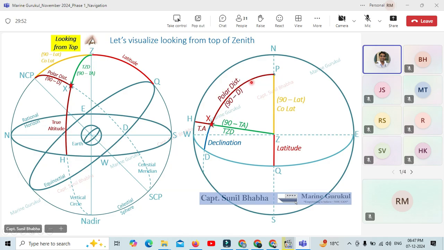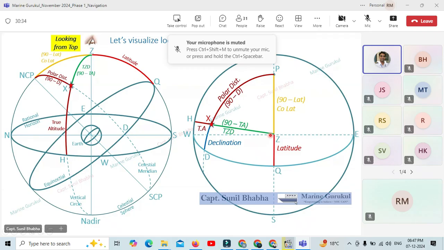The arc which is highlighted in maroon color now will be 90 minus declination, and it is the polar distance of the body. You can correlate it to the celestial sphere diagram also. You see, D to X was the declination, X to P is the polar distance, which is 90 minus declination. So you can see now all the three sides of the PZX triangle shown in the rational horizon plane.